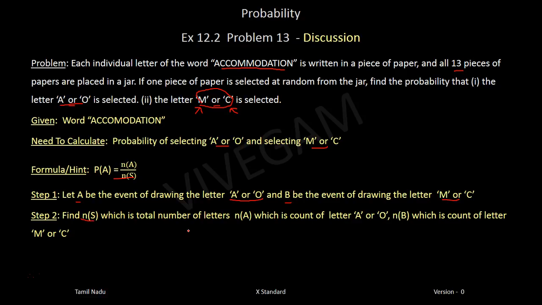So total number of letters. And what will be N of A? So N of A, how many A's and O's are there together? So you list out all the outcomes in A and then count it.